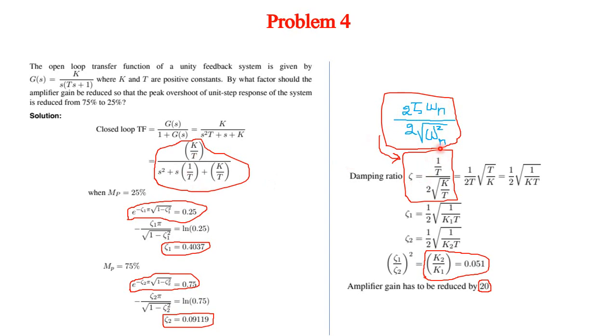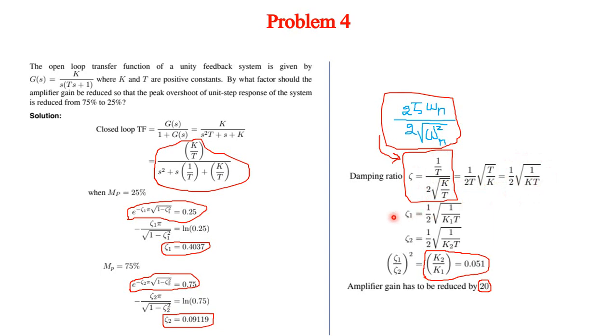So what is 2 zeta omega n? This is 1 by T, divided by 2 into the root of omega n square. The root of K by T is root of K by T. If we simplify this, we will get this relation, the damping ratio in terms of K and T.